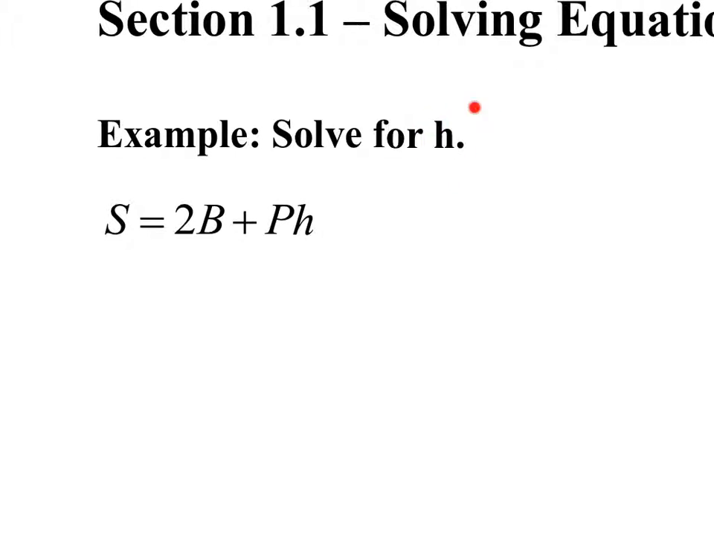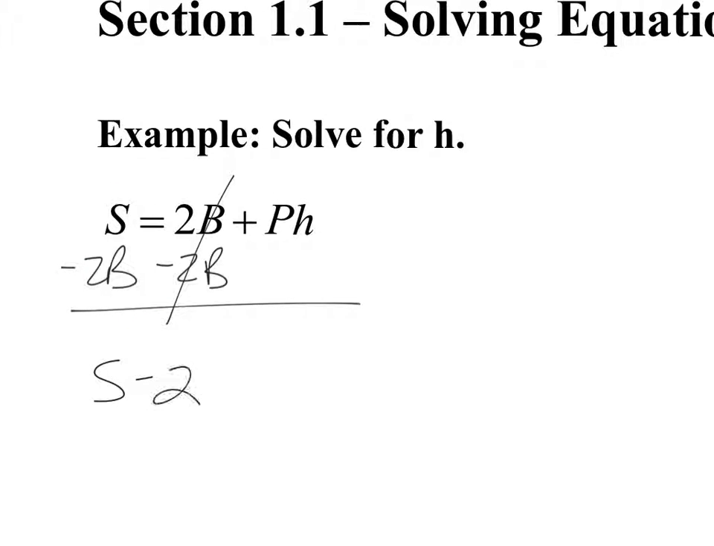So read the directions carefully, and that tells you what variable you want to get by itself. In this case, what I'm going to do first is subtract the 2B over to the other side, because I'm trying to isolate h. So I'm moving stuff out of the way to get h by itself. And s and 2B are not like terms, so all I'm going to write is s minus 2B. And then I have ph.